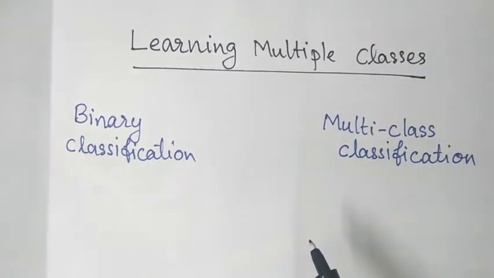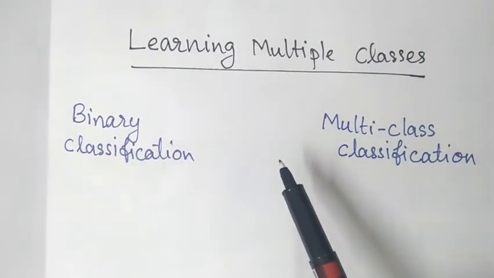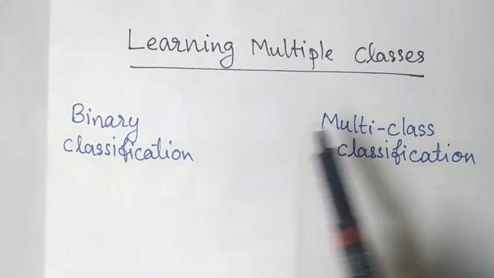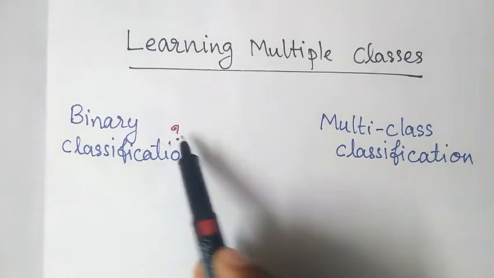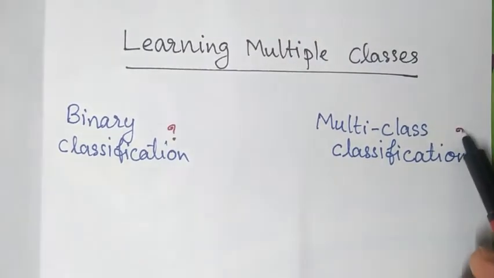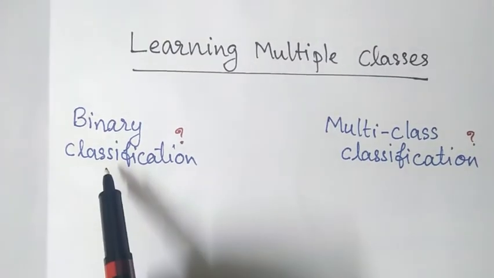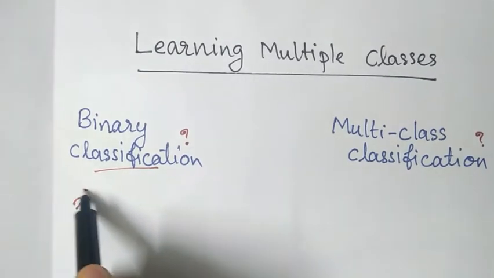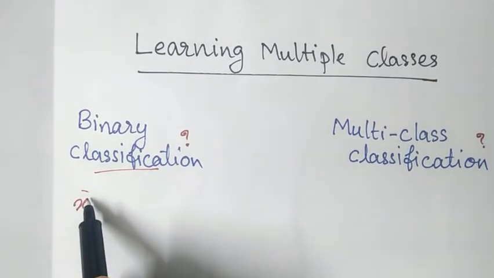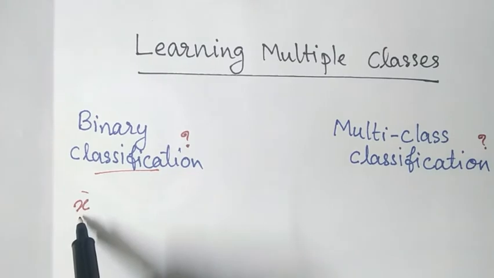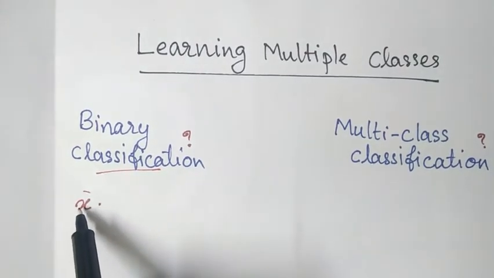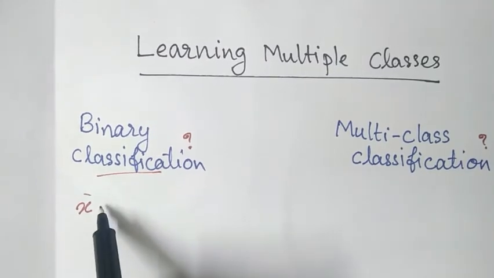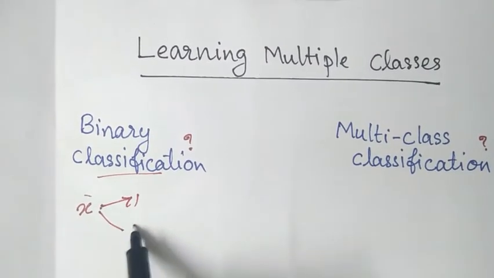Hi all. Today we are going to discuss the methods for learning multiple classes. Before that, let's see what is a binary classification problem and what is a multi-class classification problem. In a binary classification problem, if there is an input X, we want to predict which class X belongs to. Here there are only two labels, that is, X is labeled with either 1 or 0.